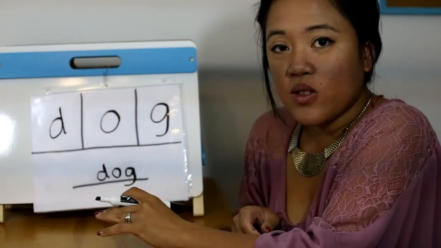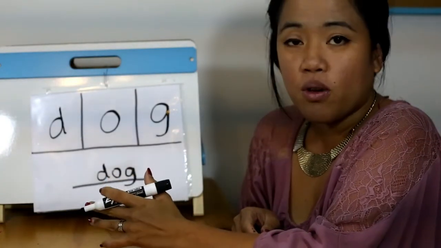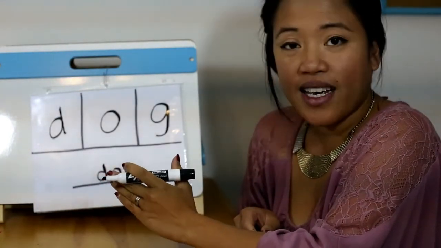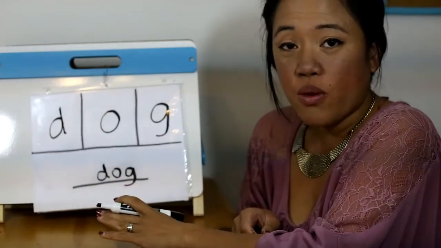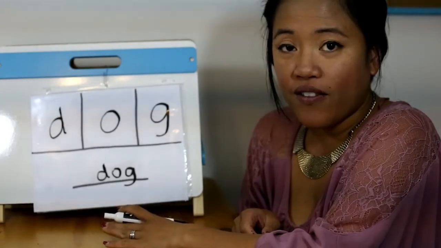So this is doing the reverse of blending a word. It's breaking down the word to each isolated sound, which is really great when it comes to writing and spelling and phonics. So those are the activities that I use when it comes to teaching blending 3-letter words.